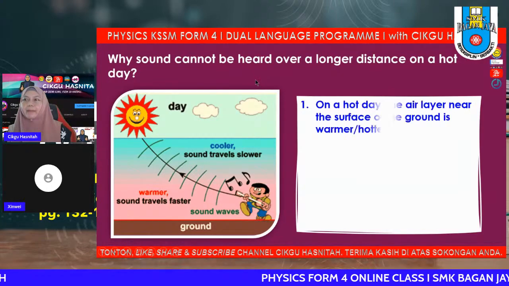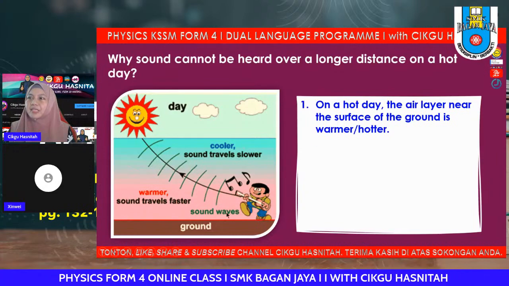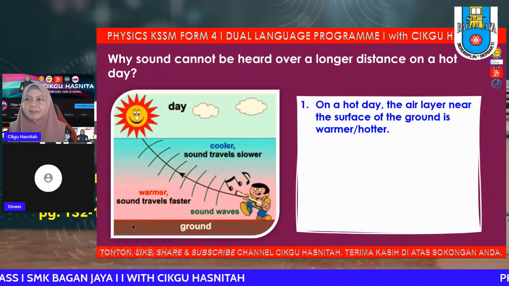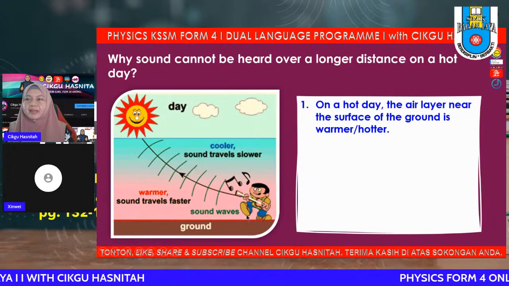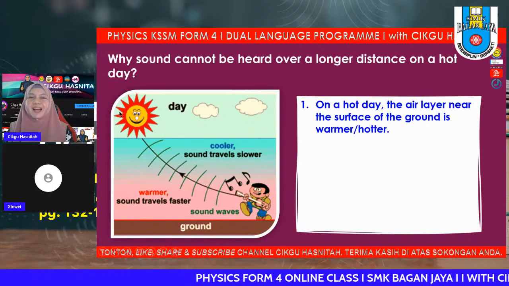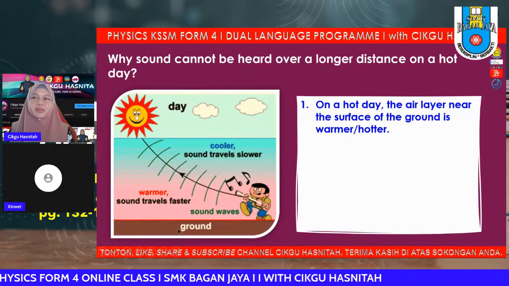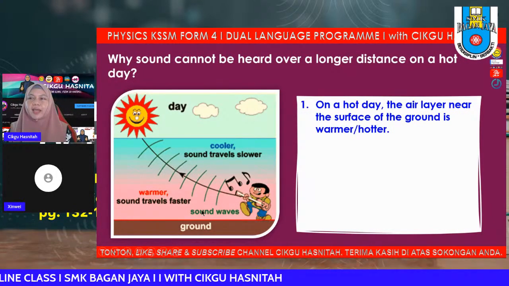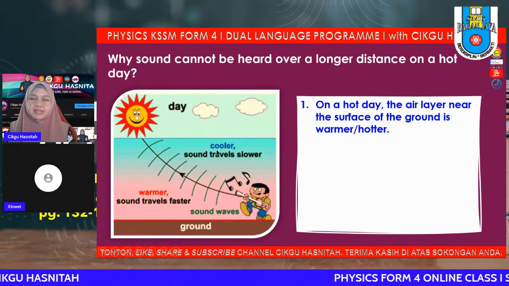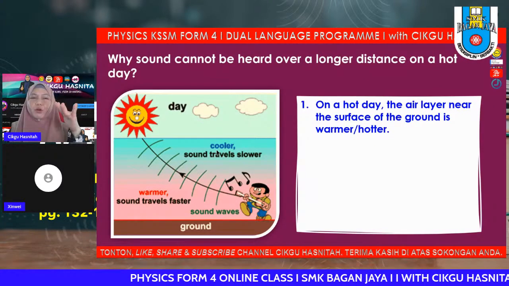So this is what happened. Okay, on a hot day, the air layer near the surface of the ground is warmer. Ini, bawah ini dia lebih panas. Okay, permukaan jalan lebih panas. So the air layer near the ground is warmer compared to the air above. Walaupun atas ni ada matahari, jangan you nampak sana ada sunlight, you kata atas ini lebih panas. No, the air near the ground is warmer and it gets cooler as the altitude increases. Okay, kawasan tinggi, cuaca dia sejuk, lebih tinggi from the ground.